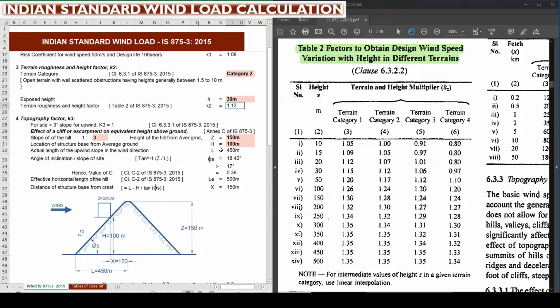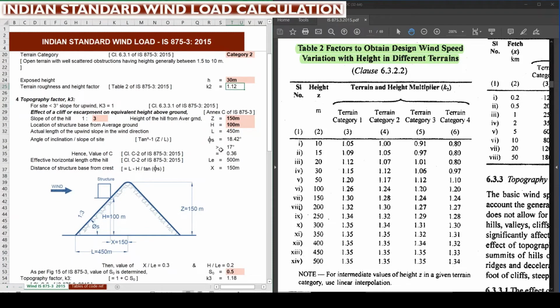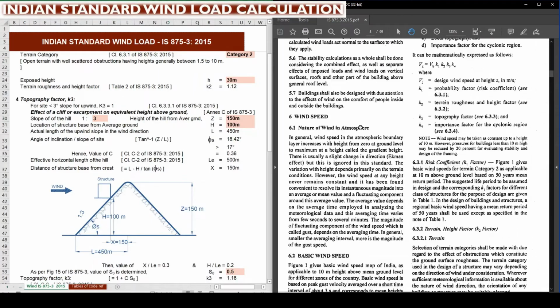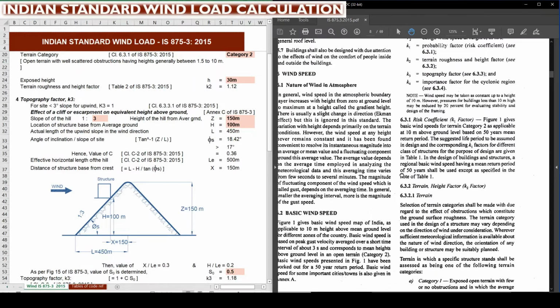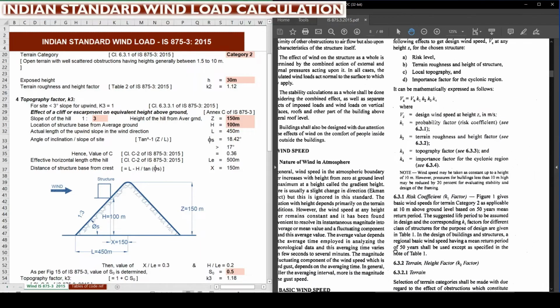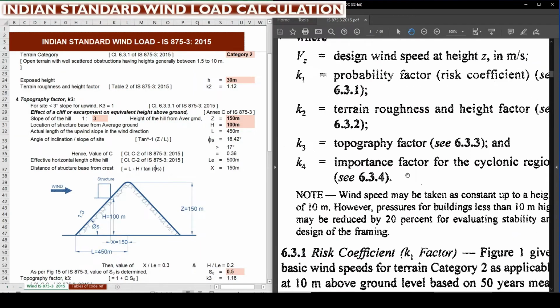Next one is the topography factor K3 that we need to find out. For that we need to refer to clause 6.3.3.1 of IS 875 Part 3, that is on page number 8. Here you can see the topography factors.